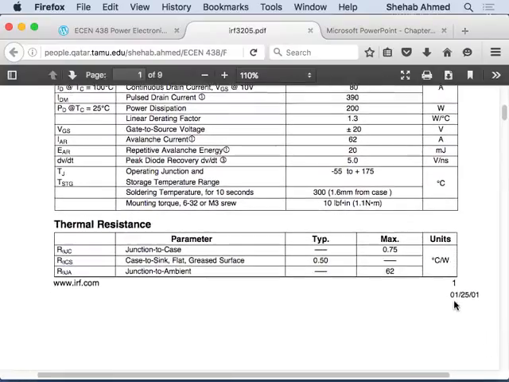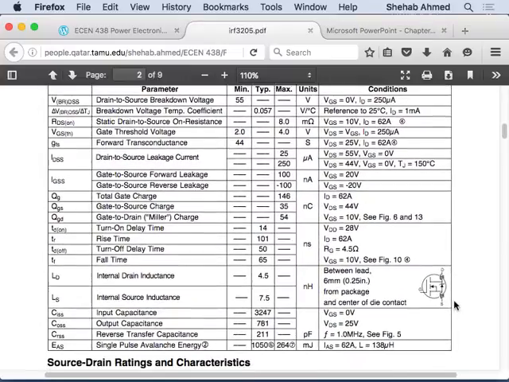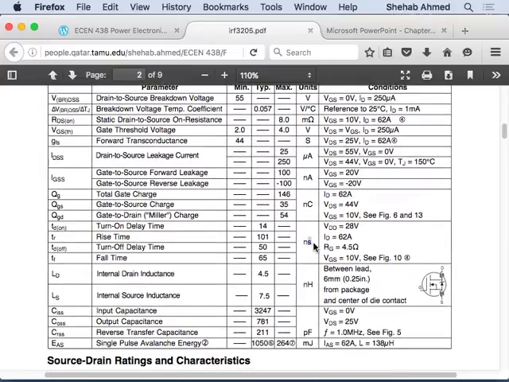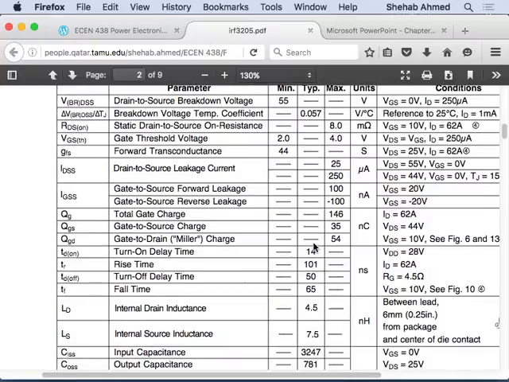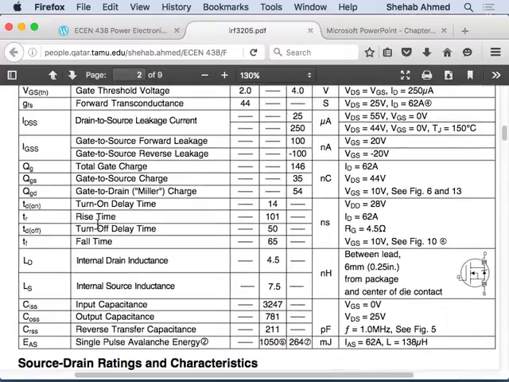Let's see where is something related to the time. So here, this is nanoseconds, right? The devices will have rise times, and they will have fall times. So this is the fall time. They have rise times and fall times and some delay times. So delay is internal to the device.